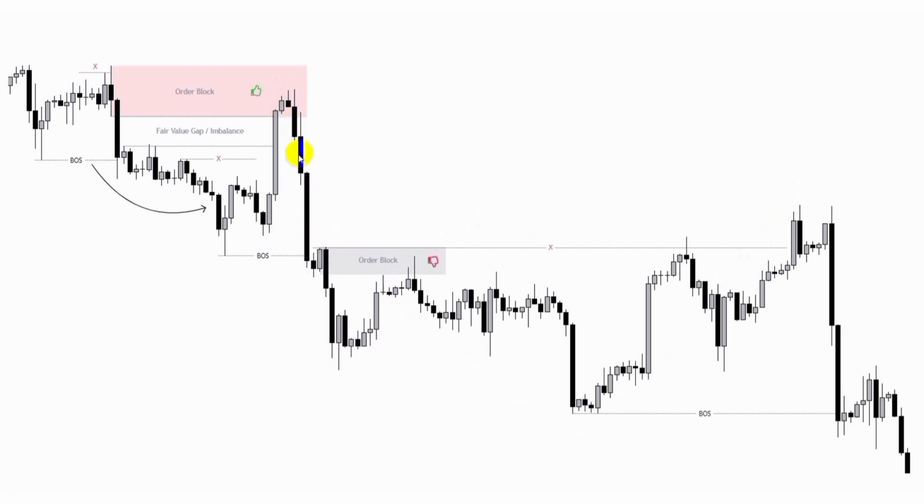You can see we have this impulsive bearish movement. So price returned to mitigate this fair value gap. Now price mitigated the fair value gap. Now we can see the fall of price to the downside. Price broke the swing low points.